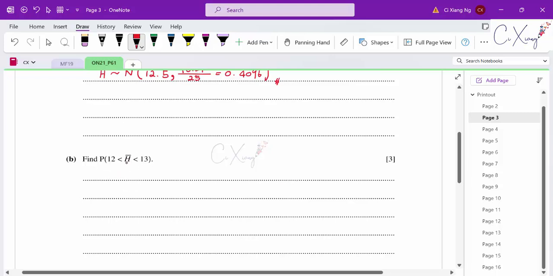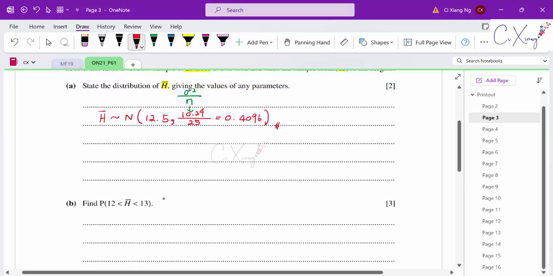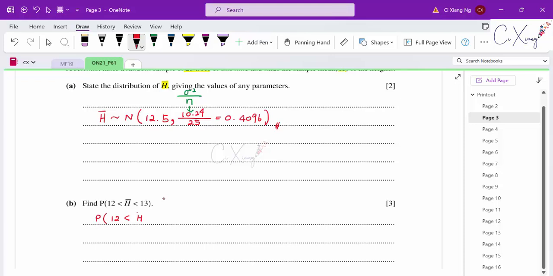They want us to calculate this probability. Since we already know that the sample mean is normally distributed, to calculate the probability you need to change it to Z. How? You have to standardize it. So you take 12 minus the mean. The mean of the sample mean is what we already calculated just now, 12.5, divided by the standard deviation. The variance is 0.4096, so the standard deviation will be the square root of 0.4096. This is the standardization process.